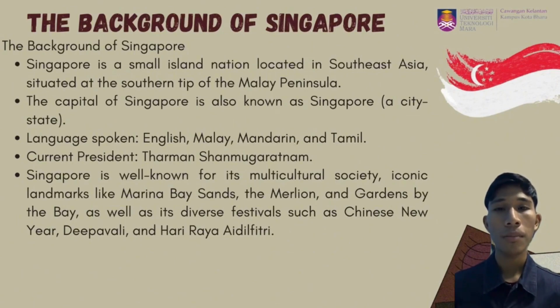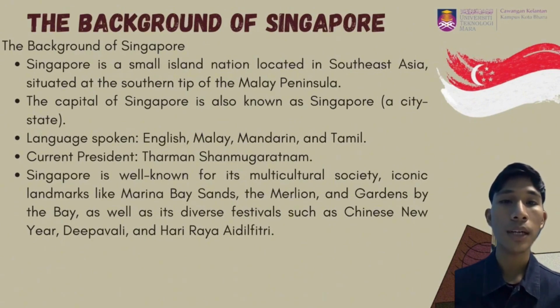In Singapore, multiple languages are spoken. The four official languages are English, Malay, Mandarin, and Tamil. This reflects the country's rich multicultural society. As for now, the current president of Singapore is Tharman Shanmugaratnam. He plays a vital role in the government and represents the diverse interests of the people.